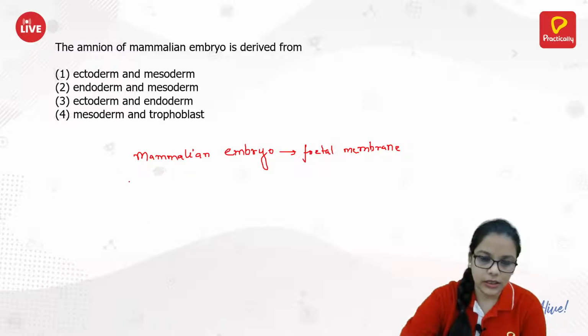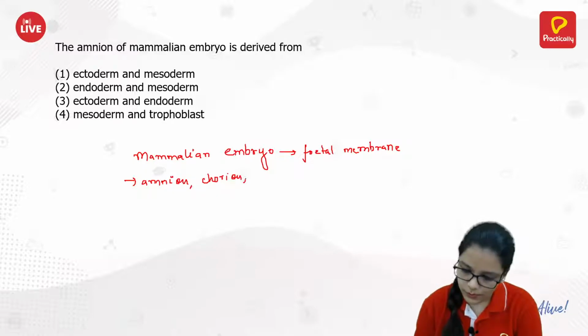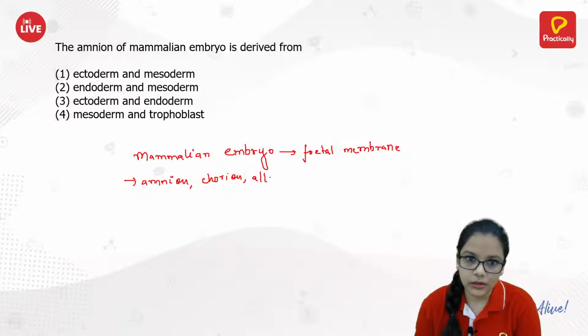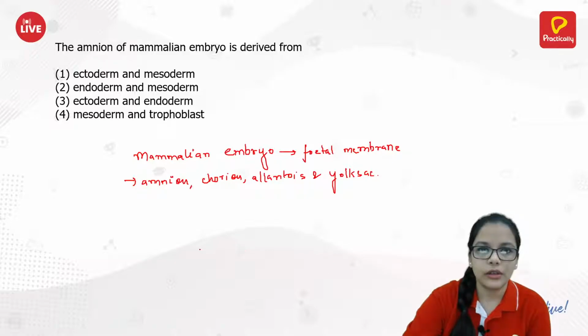The fetal membrane is made up of the amnion, chorion, allantois, and yolk sac. The membrane is made up of these four things.